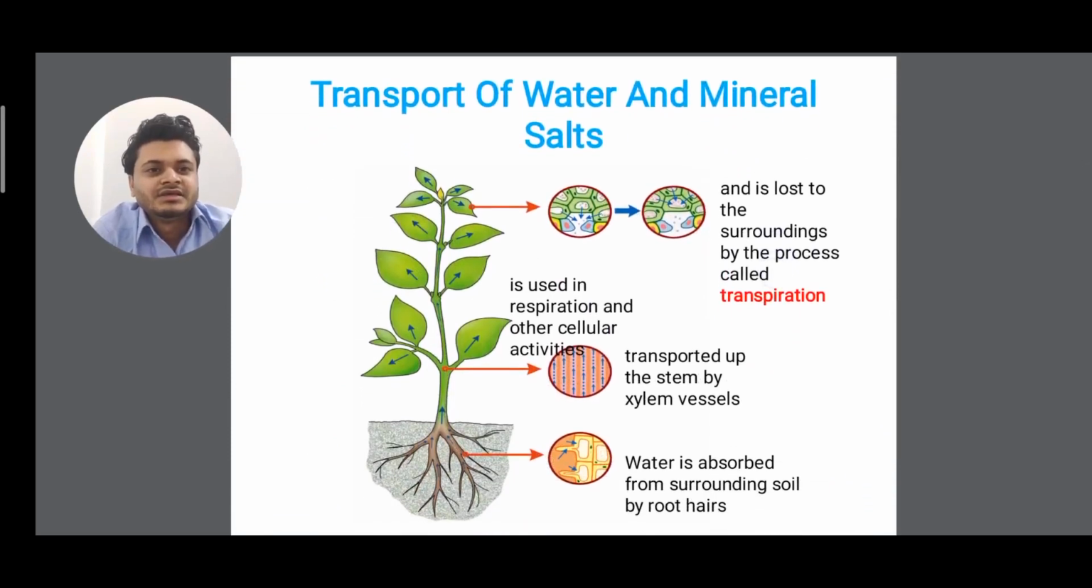Clear? See in this figure they have shown root, stem and leaf. So in the root portion you see water is absorbed from the surrounding soil by the root here, isn't it? Then it is transported by the stem by xylem vessels, then it is used up by respiration and other several activities, and then water is lost out by the process of transpiration. Clear? So water passes in the plant from root to stem to leaf. Clear? Because the plant will get water from where? From the soil, isn't it?